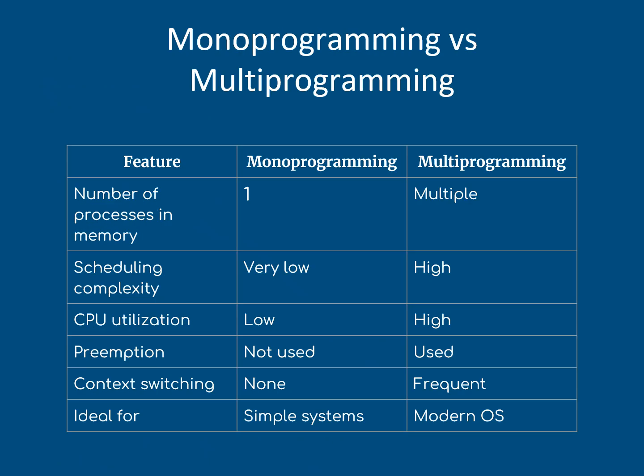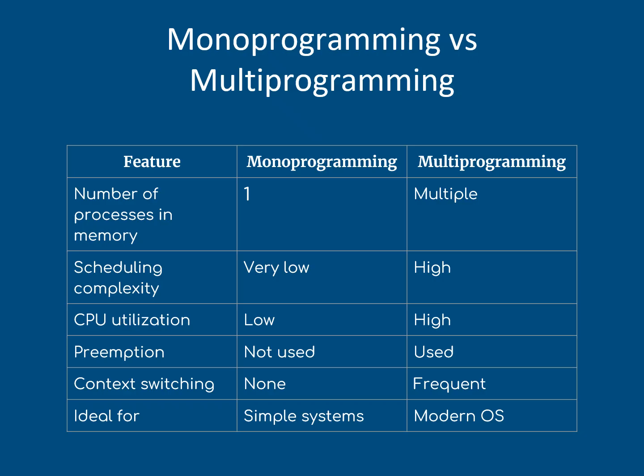Here we are comparing monoprogramming and multiprogramming. In monoprogramming, only one process stays in memory at a time, so the CPU has to wait whenever the process waits, leading to low CPU utilization. Since only one process is running, scheduling is simple. There is no preemption and no context switching. This type of system is best suited for simple and older systems.